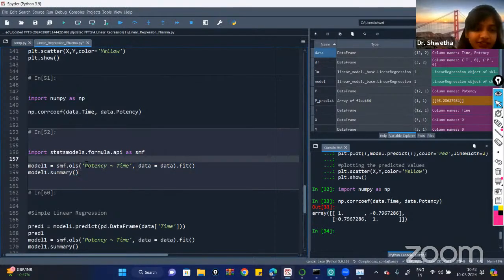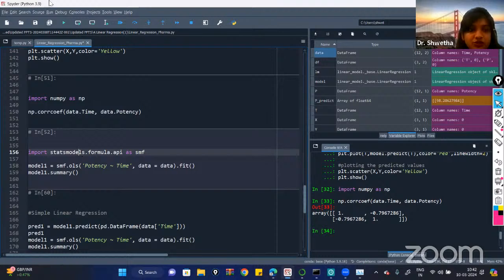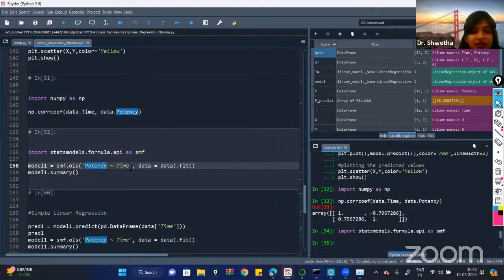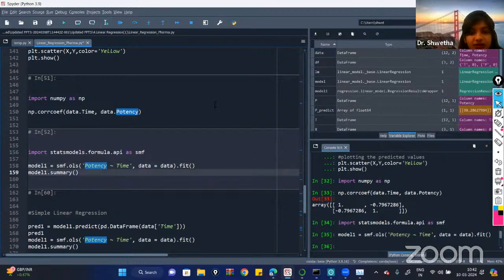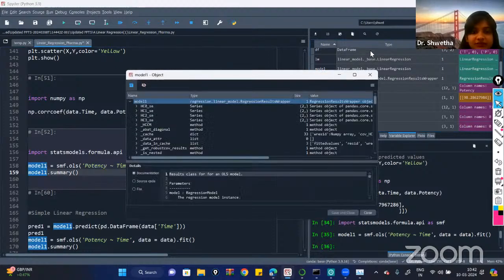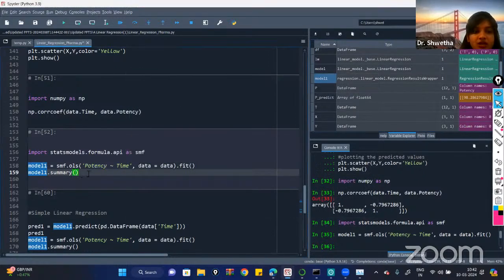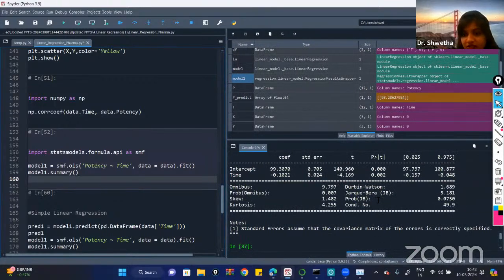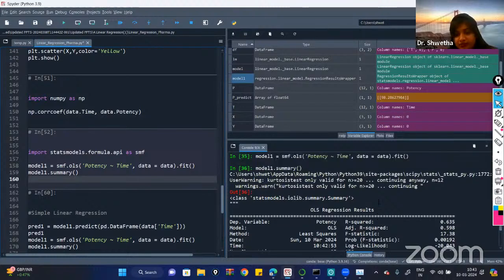This library will help us understand it by giving the summary also. So using statsmodels.formula.api, another library, and calling the function ordinary least squares, we are passing the potency and the time and fitting the data along with it. So this is our model. Same data, we are just using a different library. Now, model1.summary will give us the summary of the model. This is very important. This is where you understand how the model is built.